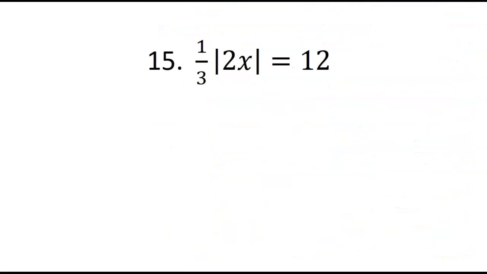Okay, so one more. This one's a little more confusing because we now have fractions running around, but what we want to remember is that essentially this fraction here is 1 divided by 3. So if I need to get rid of something being divided, what I want to do is multiply. So I'm going to multiply the left-hand side of this equation by 3 and the right-hand side of this equation by 3. Once again, isolating the absolute value.